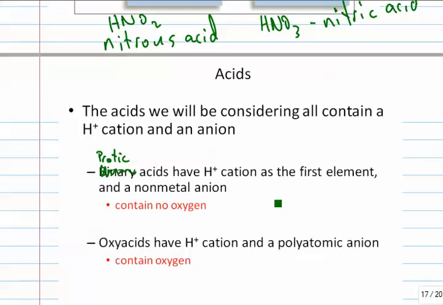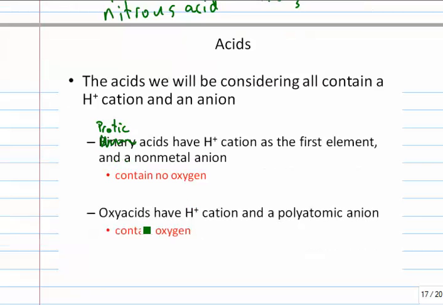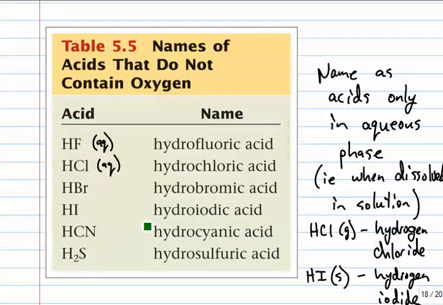All of the acids that we will be considering contain the H plus cation and some anion, and we need to distinguish between those that do not contain oxygen and those that do. Here are some of our common simple acids. HF is hydrofluoric acid, and hydrochloric acid, hydrobromic, hydroiodic, hydrocyanic, and hydrosulfuric. Again, the hydro here indicates that there is no oxygen present.